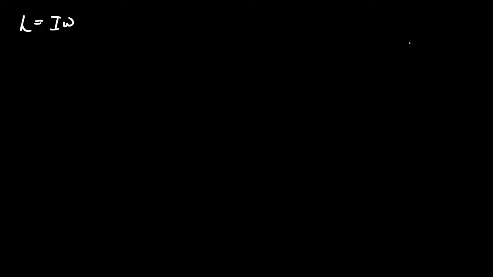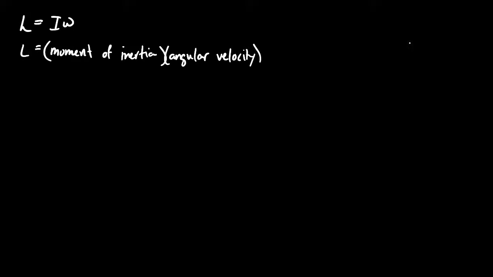Momentum is the product of moment of inertia and angular velocity. And there can be lots of objects that are spinning in your system. But when we talk about conservation, there are two things that you have to understand.